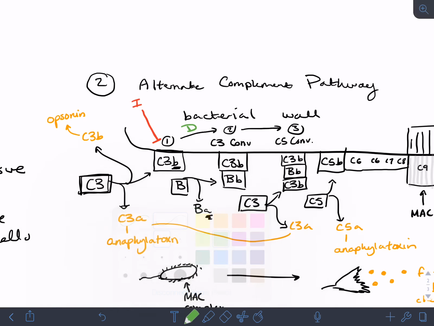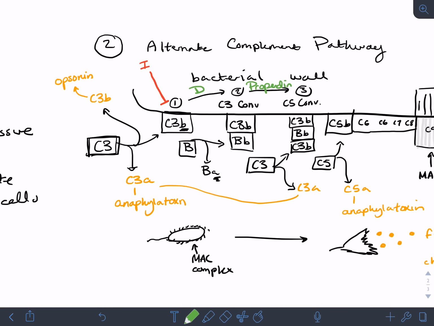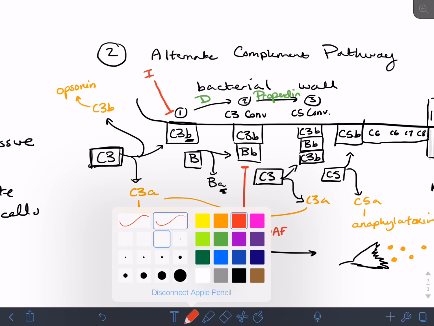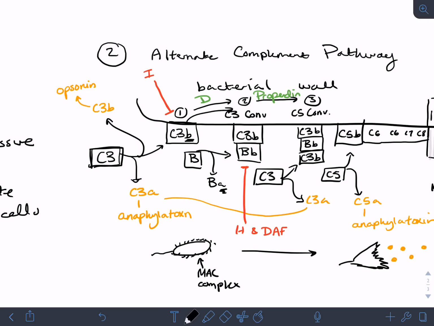The next step, from C3 convertase to C5 convertase, is going to be promoted via properdin. And this step, C3 convertase, is going to be inhibited by factor H and a molecule called DAF. So think of it like the step from C3b to C3 convertase is going to be promoted by D and inhibited by I. The step from C3 convertase to C5 convertase, let me pick a different color.